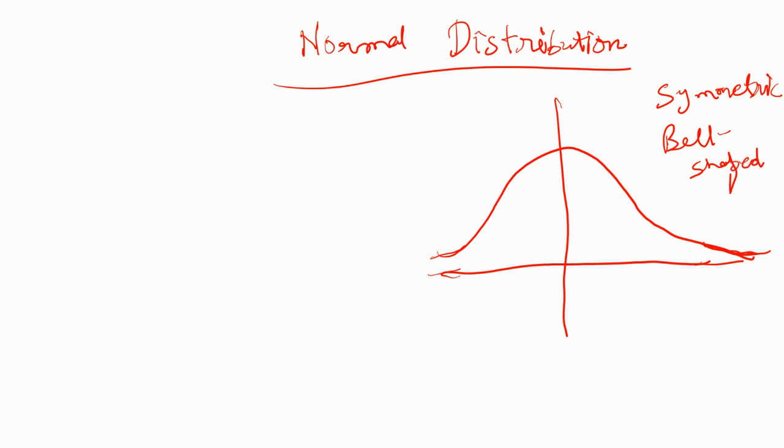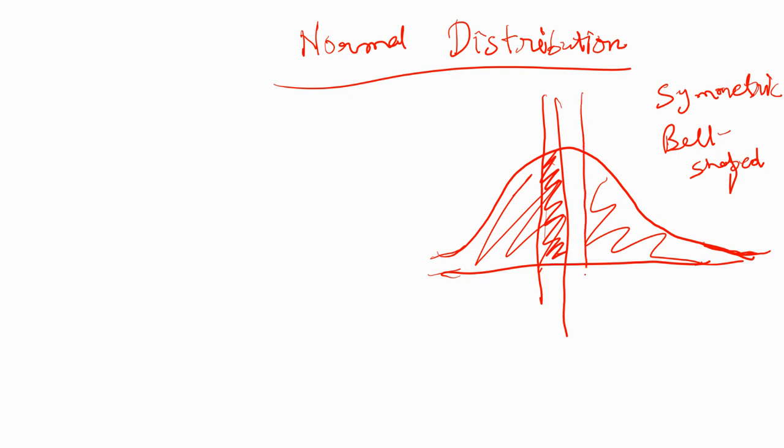So symmetric means if you just draw a line in between, then this portion and this portion will have the same area. So if at any point you want to find this region, then it will be equal to this region. So the distribution we have here is symmetric.